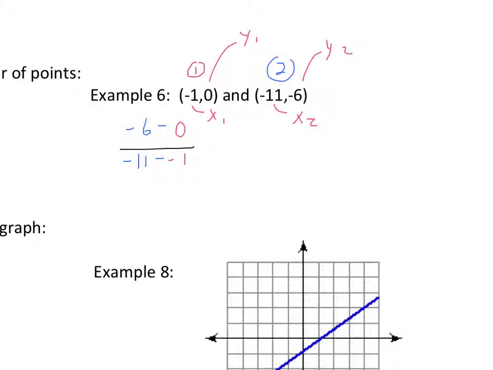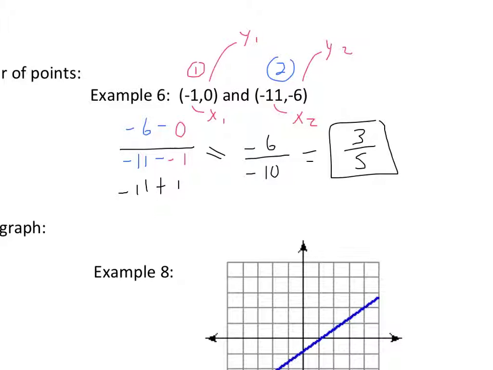In this calculation, negative 6 minus 0 is negative 6. Negative 11 minus a negative 1 becomes negative 11 plus 1. Minusing a negative turns into addition. So we end up with negative 10. And again, negative divided by negative is positive, and 6/10 can be reduced to 3/5. Notice the negatives cancel each other out.